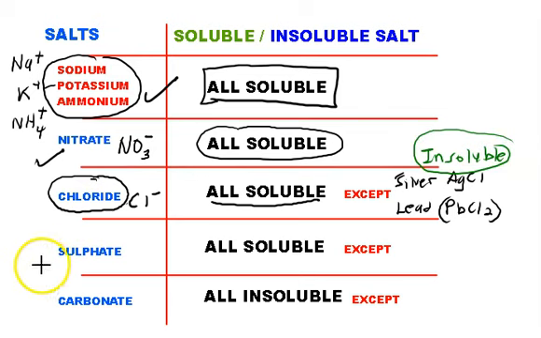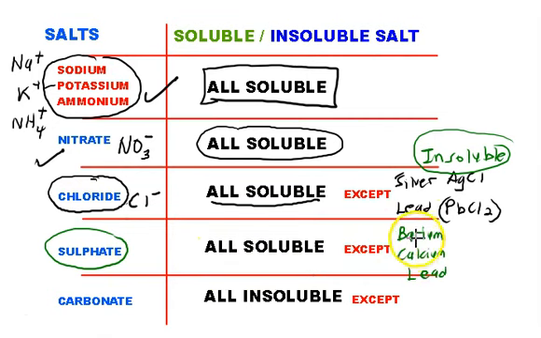Now let us look at the sulfate. For sulfate, everything is soluble except for barium, which is Ba2+, calcium, which is Ca2+, and lead 2, which is Pb2+. All these will combine with sulfate to form an insoluble salt.